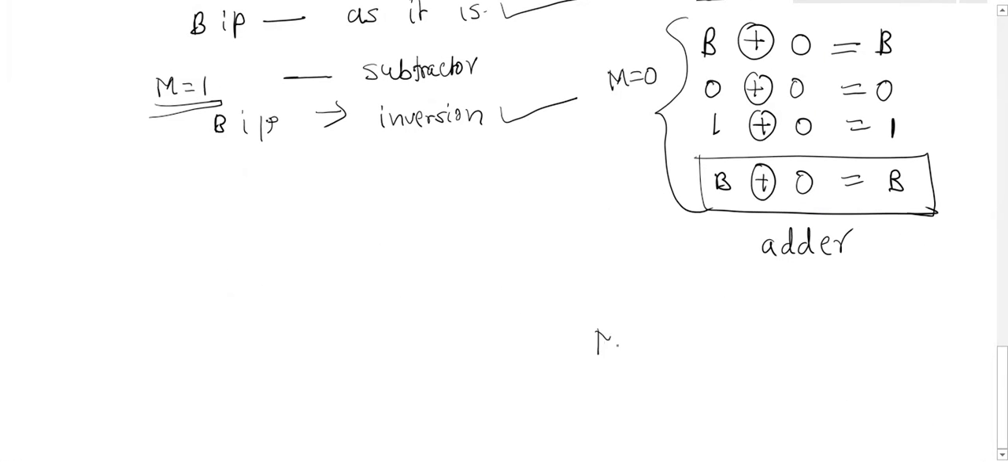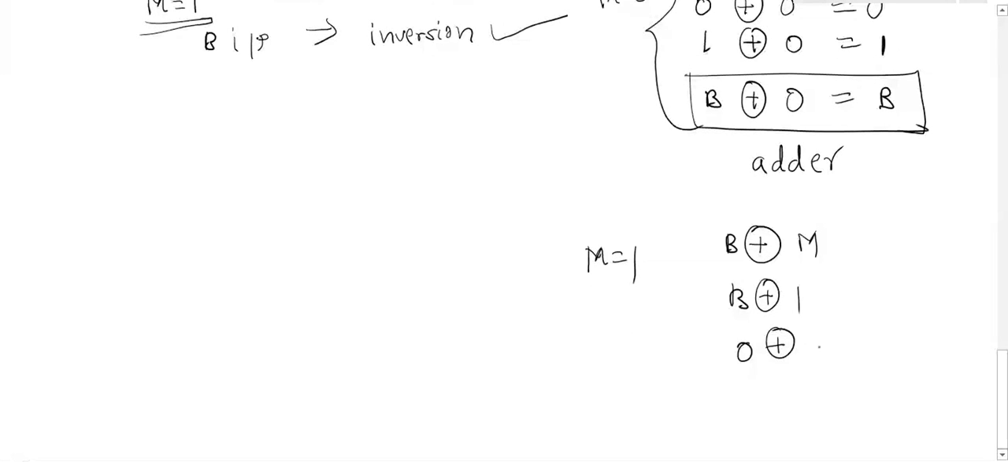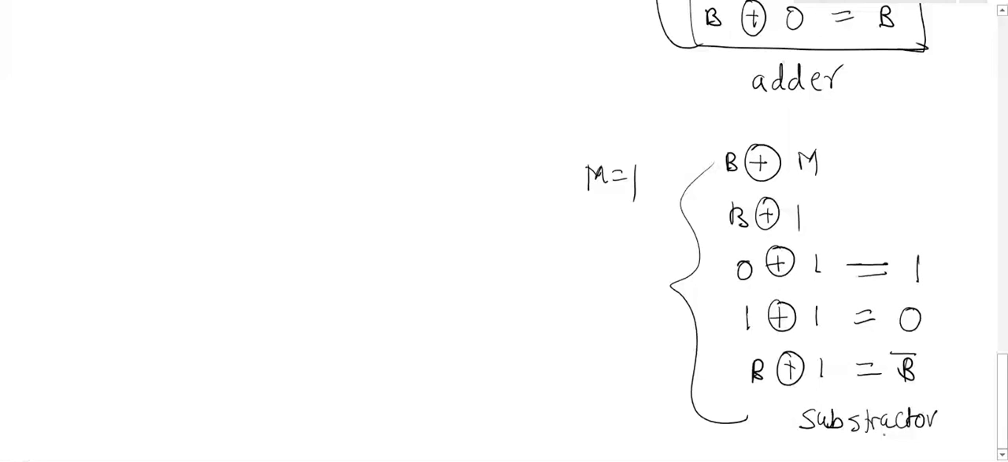Similarly, when I am taking M is equal to 1, now at that time B XOR M, so B XOR 1. Now B can be 0 or B can be 1. Now 0 XOR 1, what will I get? I will get the value 1. Now if B is equal to 1, 1 XOR 1, I am getting the value 0. Means can I say that B XOR 1 is equal to B bar? I am getting B bar, which is giving me the complement value of B. Clear? And at that time, my circuit is performing the subtraction operation and it is acting as a subtractor. Why? Because M is equal to 1.